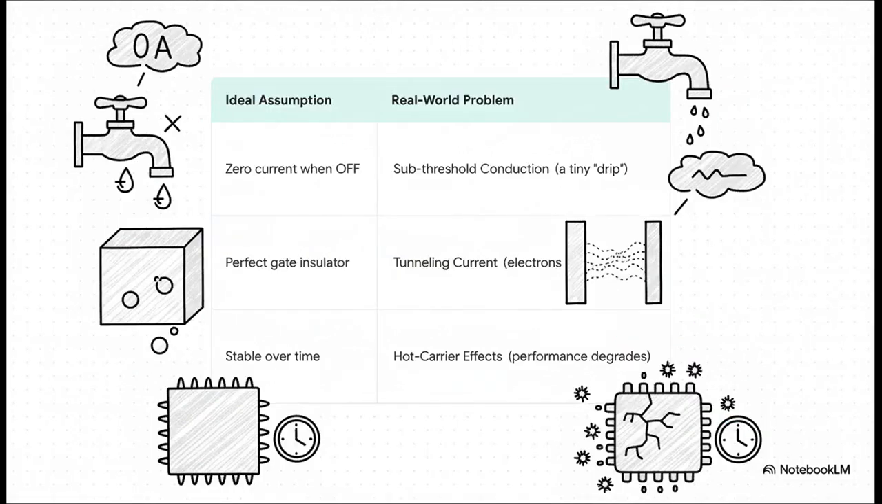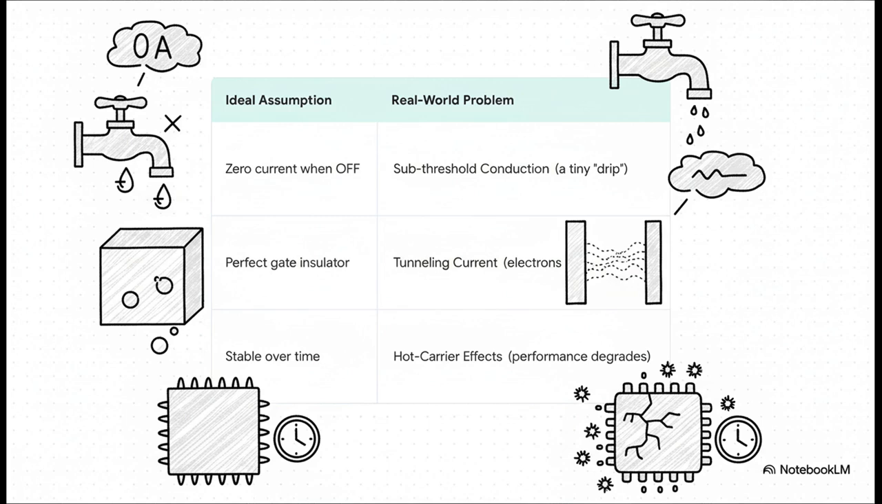Let's go back to our faucet. Imagine the difference between a perfect faucet in a diagram and a real one that drips. Ideally, when the MOSFET is off, zero current flows. But in reality, there's always this tiny little drip of current called subthreshold conduction. That tiny leak, multiplied by billions of transistors, is a huge reason your phone's battery dies even when you're not using it. We also assume that oxide insulator is a perfect wall. But when you shrink it down to just a few atoms thick, quantum mechanics says, hold my beer, and electrons can literally just tunnel right through it.